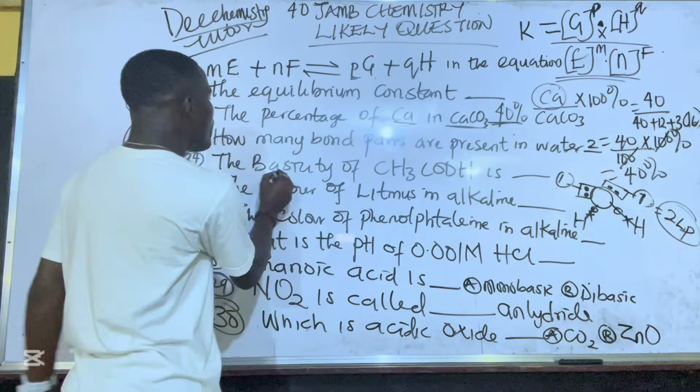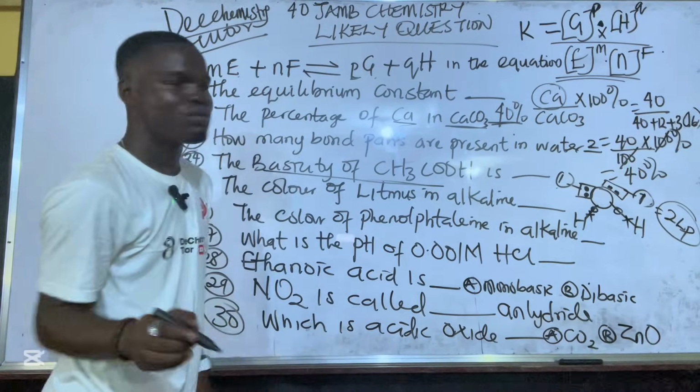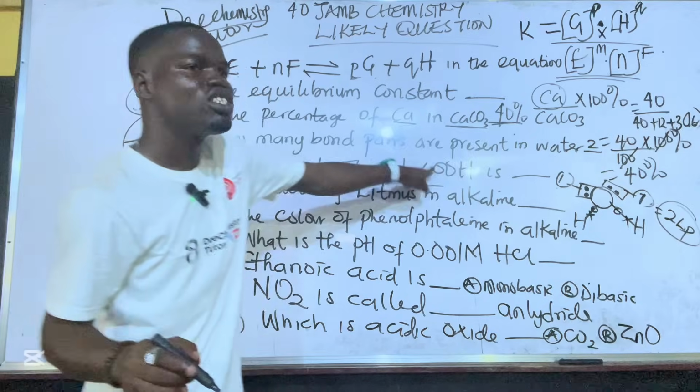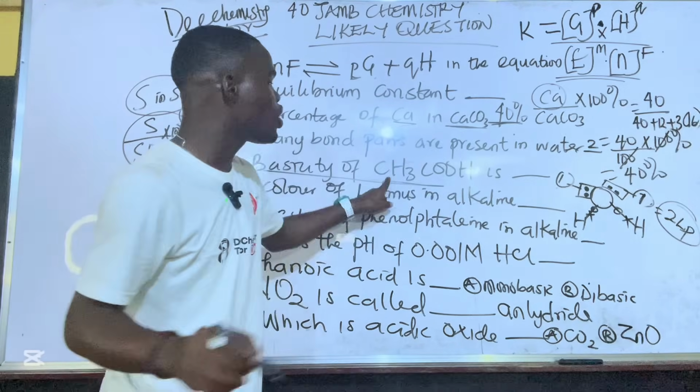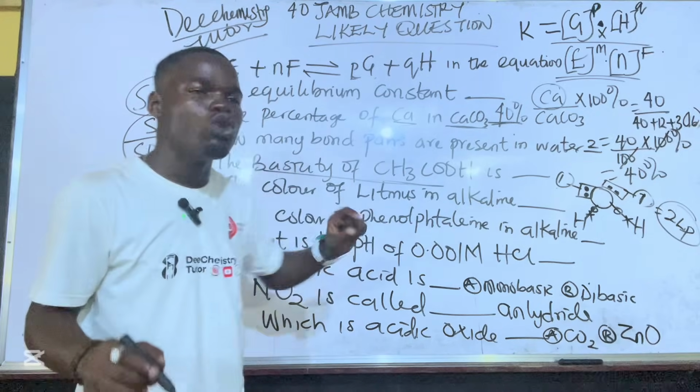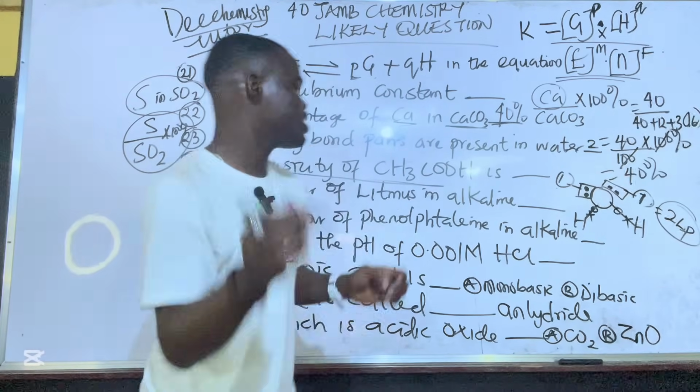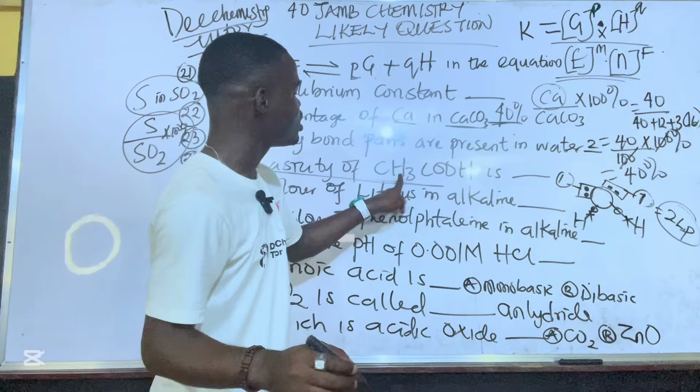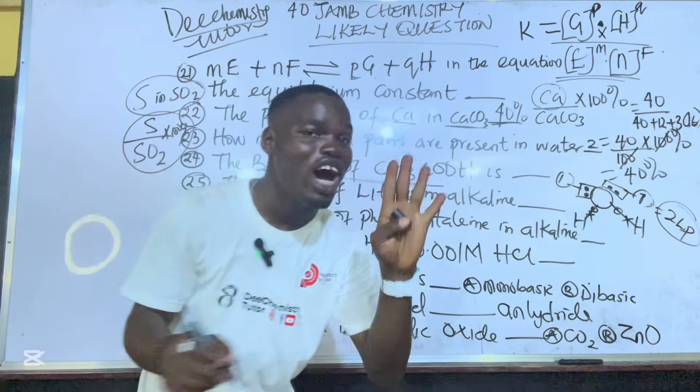Okay. Now, basicity of an acid. Basicity of CH3COOH. This is what we call ethanoic acid. Note that yes, there can be a lot of hydrogen here. Look at it: H3, then H. That's 4 hydrogen.